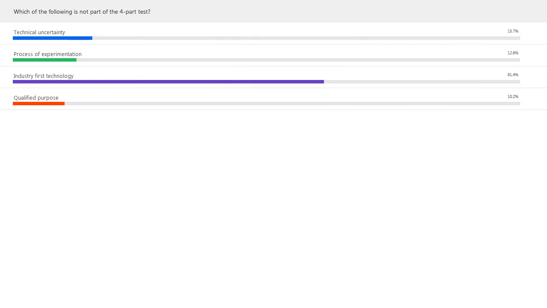Thanks, Emily. It looks like the majority got it right. The answer is the third one, industry first technology. This is a common misconception with the credit: companies will think that they have to develop something that's not already out there, that nobody is doing. The law is clear that it just has to be new to your company. It has to be something new to you, not necessarily industry first technology.